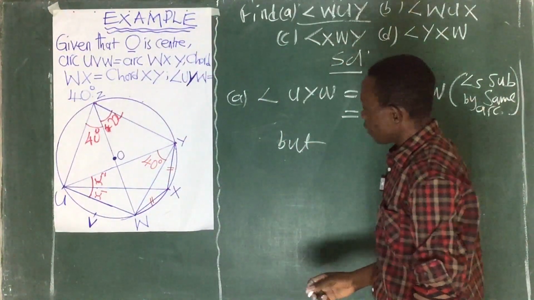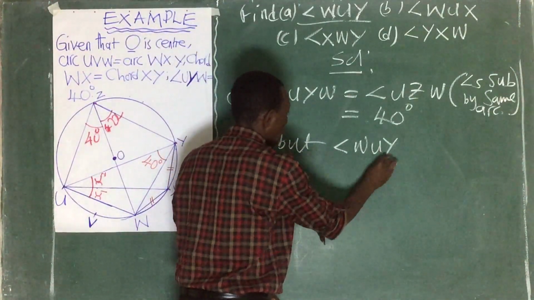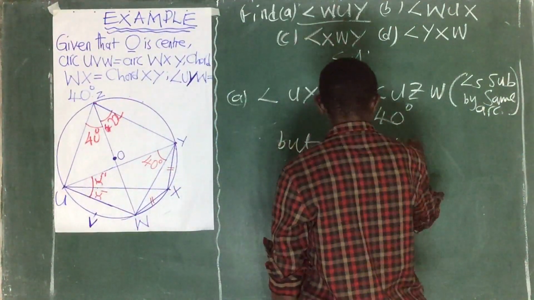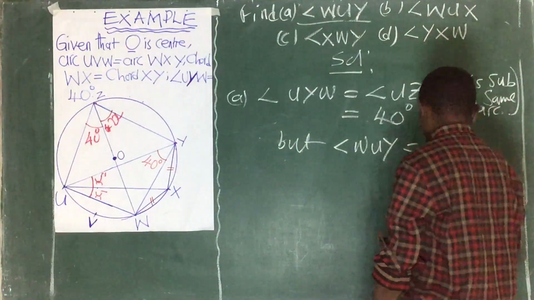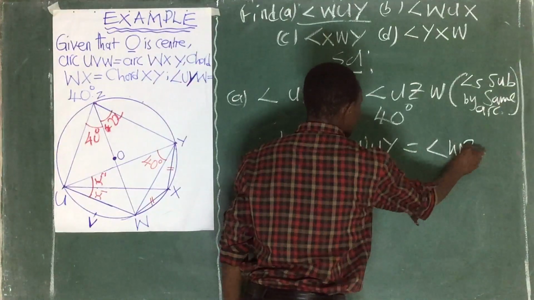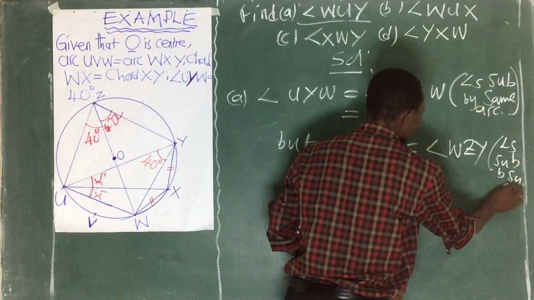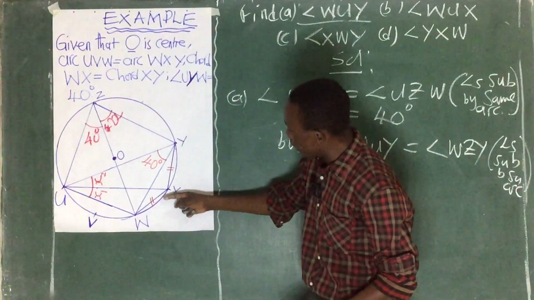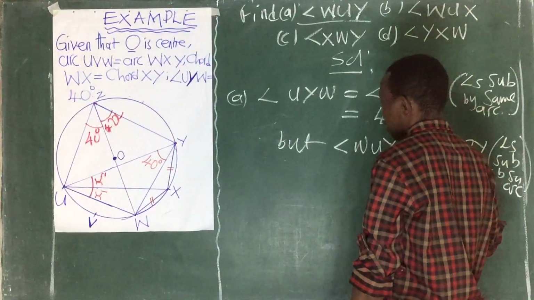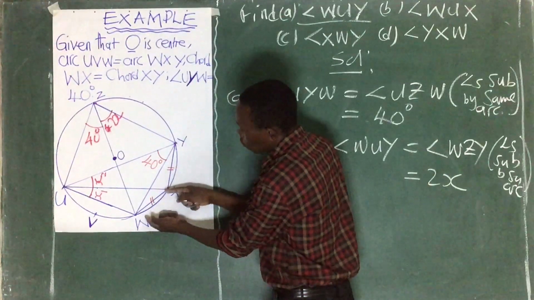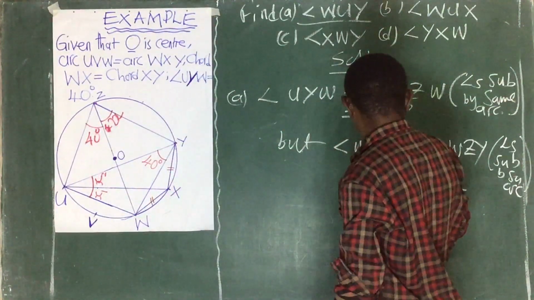Right. Next, you also have to tell us about this angle, angle WUY. Angle WUY is equal to angle what? WZY. That's it. Angle WZY. Why? You are also going to tell us the angles subtended by the same arc. In this case, this arc here is subtending this angle, and this arc here is subtending that angle. Right. So that one will give you as what? That is 2x, by virtue of this chord being equal to this chord. So if this one is x, this one again is x. Right? The whole of this one is 2x, that one is what? 2x.